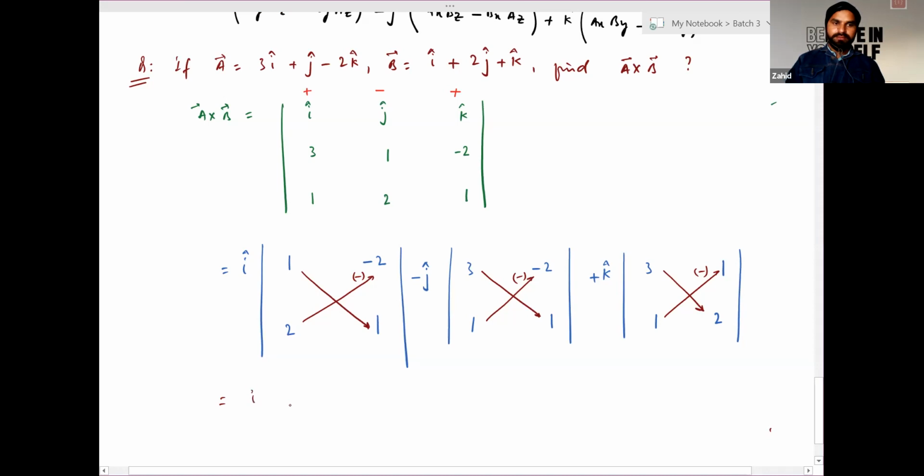If you expand, 1 into 1 will be 1, 2 into 2 will be 4, minus minus plus, so it will be plus 4. Minus of j cap, 3 into 1 will be 3, 1 into minus 2, minus minus plus, so it will be 2. Plus k cap, 3 into 2 will be 6, and 1 into 1 will be minus 1. So you'll get 5 I cap minus 5 j cap and plus 5 k cap.